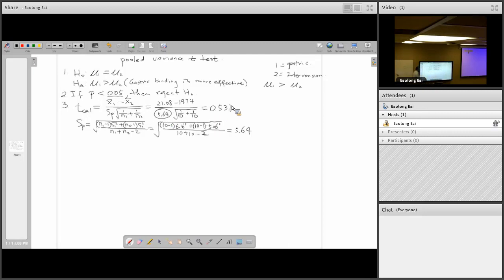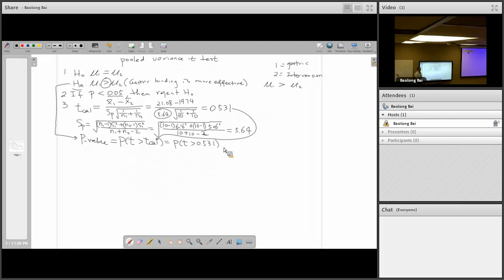So then we need to find the p-value in step 3. The p-value will equal to, depending on your alternative hypothesis, as always, what's the sign in there, right? We have a greater than sign. The p-value will be the probability of t greater than calculated t. And calculated t is right here. So that will be the probability of t greater than 0.531. Right?